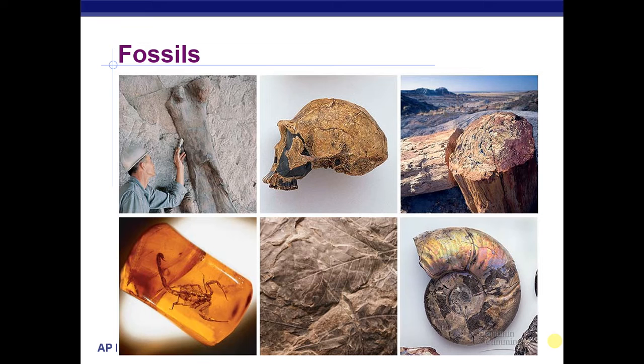So here are some examples of some different fossils: a scorpion preserved in amber, a leaf impression, a fossilized shell. This large bone I would suspect is a reptile, some petrified wood, and then a humanoid skull.